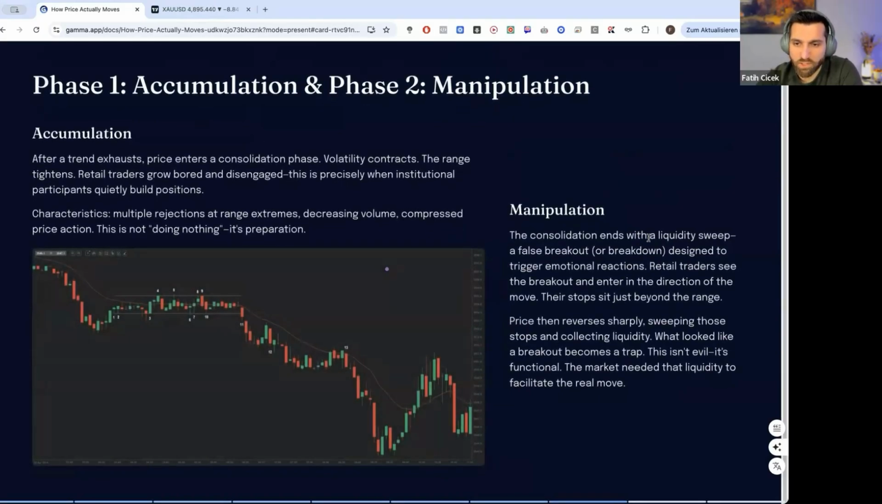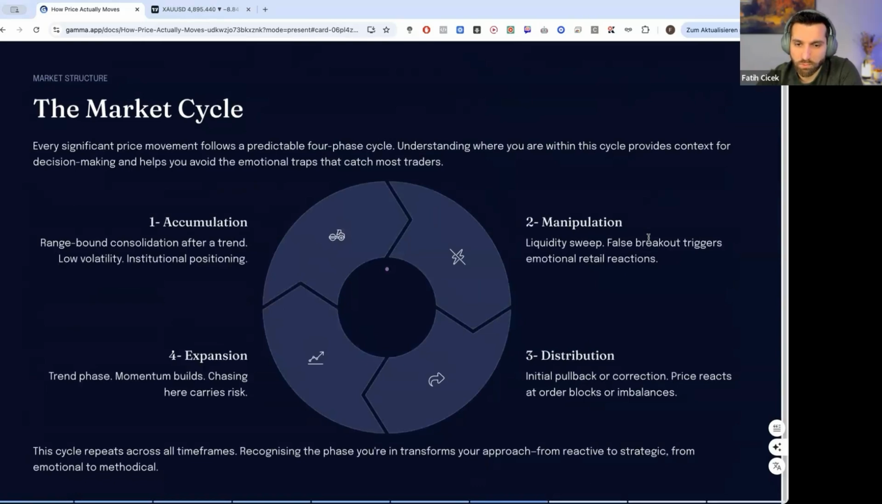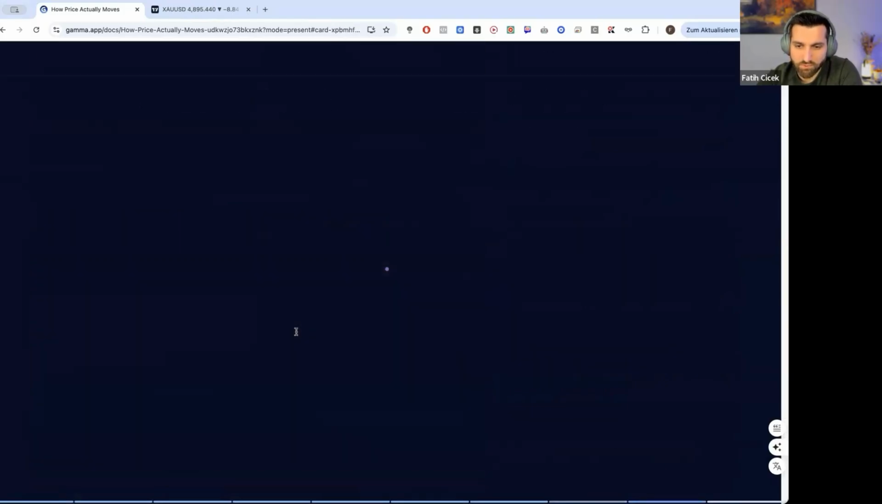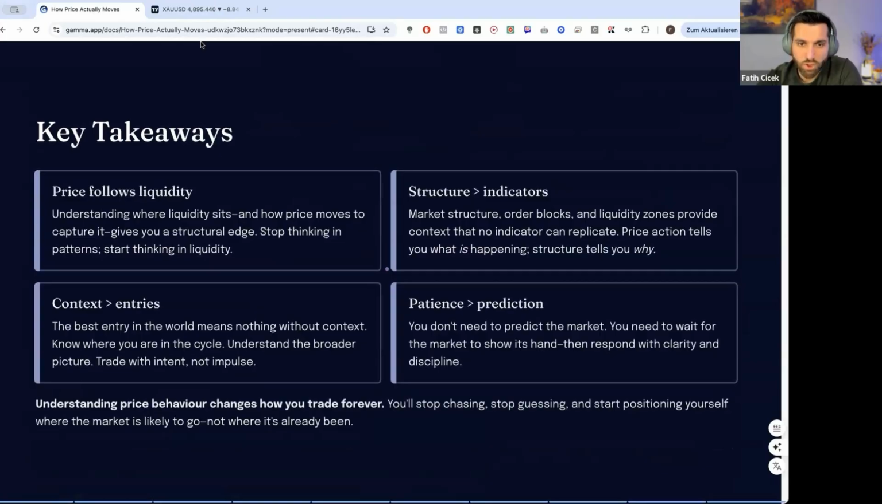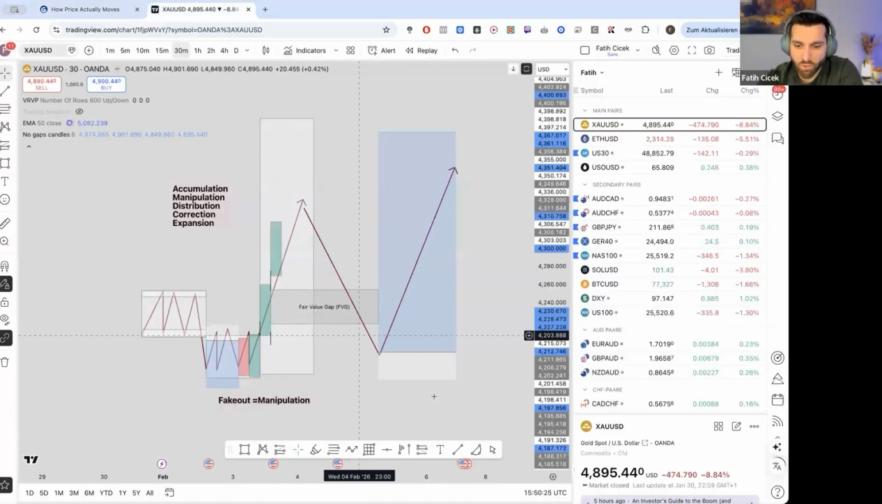So yeah, this is the market cycle, guys. Manipulation, accumulation, liquidity sweep, distribution, pullback or correction, and then the expansion phase. Okay, good. Do you guys have any questions?